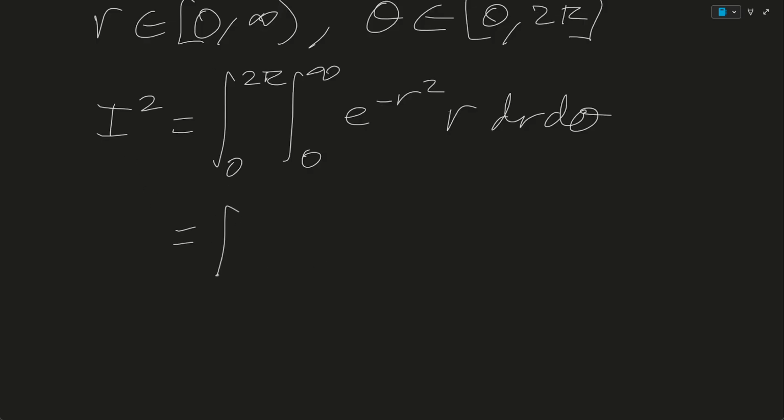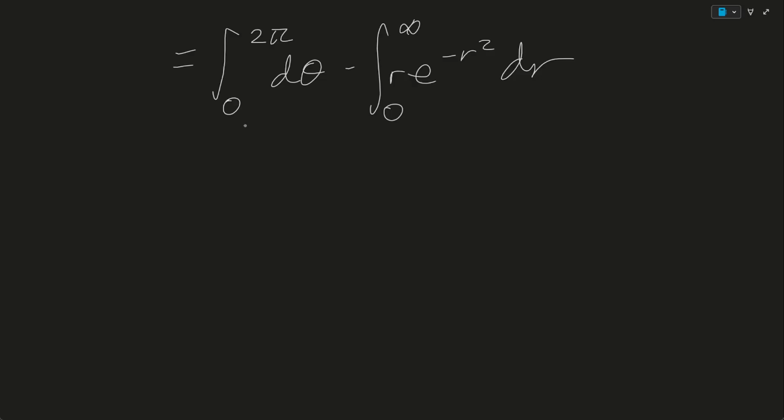We split this into two integrals, 0 to 2 pi d theta times 0 to infinity e to the minus r squared. I put r there, r e to the minus r squared. Now we have something that has an elementary antiderivative, which is wonderful. Of course, this is simply going to evaluate 2 pi minus 0, which is 2 pi. So now we have 2 pi times 0 to infinity r e to the minus r squared dr. Of course, that's trivial.